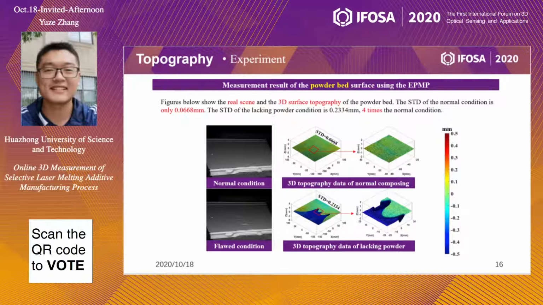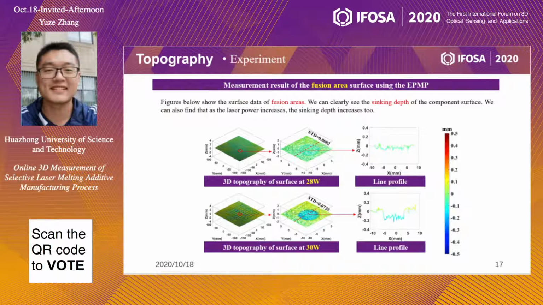We can detect various key 3D geometric features of the powder bed, such as the position, size, and depth of the defects. The figures below show the surface data of fusion areas. 28 watt is the best process parameter. We can clearly see the sinking depth of the component surface. We can also find that as the laser power increases, the sinking depth increases too. Therefore, we can obtain rich information such as the sinking depth, the flatness, and the boundary of the fusion area.